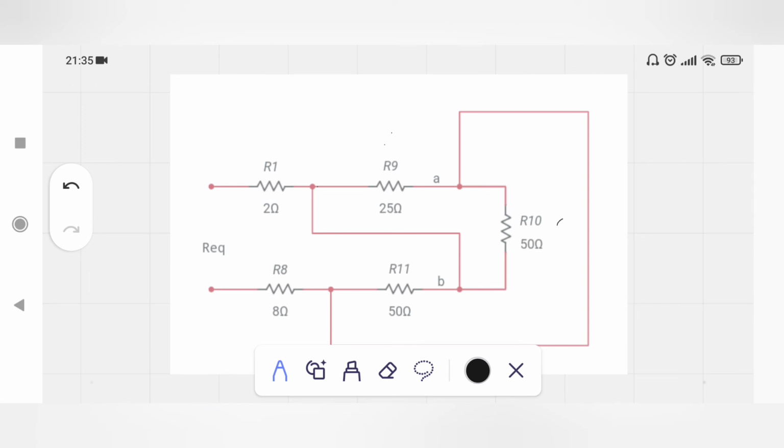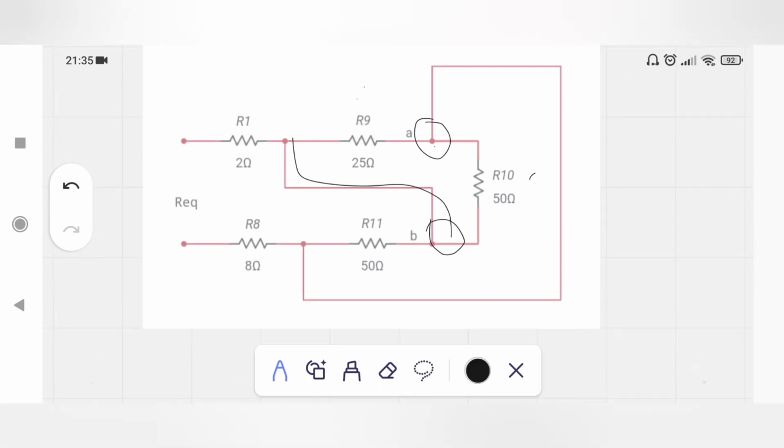Now there are two nodes A and B. R10 is connected between A and B. Similarly, R9 is connected between A and B. In the same way, R11 is connected between B and A as well. So R9, R11, R10 all are in parallel with each other.